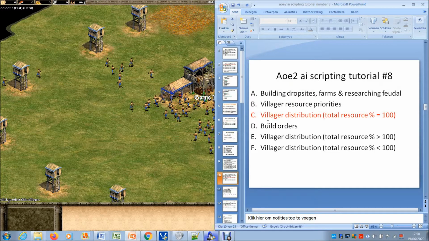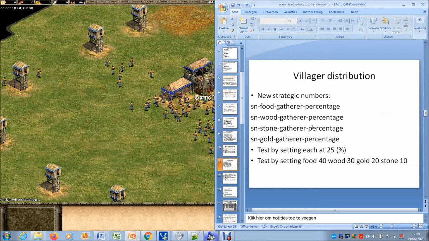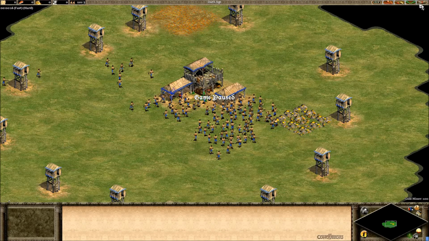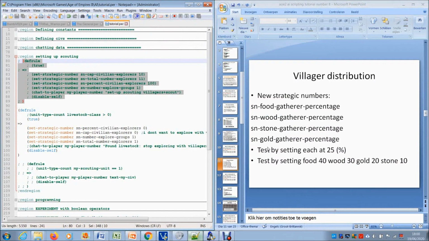We will now see how we set up the villager distribution. Total resource percentage equals 100. We will see what this means. We will introduce some new strategic numbers: SN food gatherer percentage, SN wood gatherer percentage, SN stone gatherer percentage, and SN gold gatherer percentage. We will first go back to the four resource scenario. We will start with some tests.